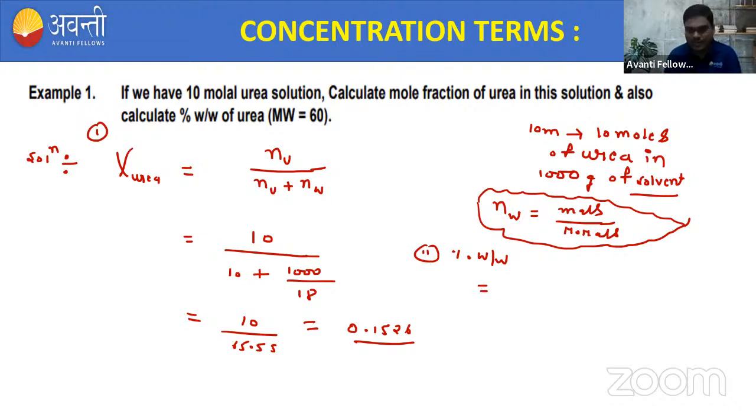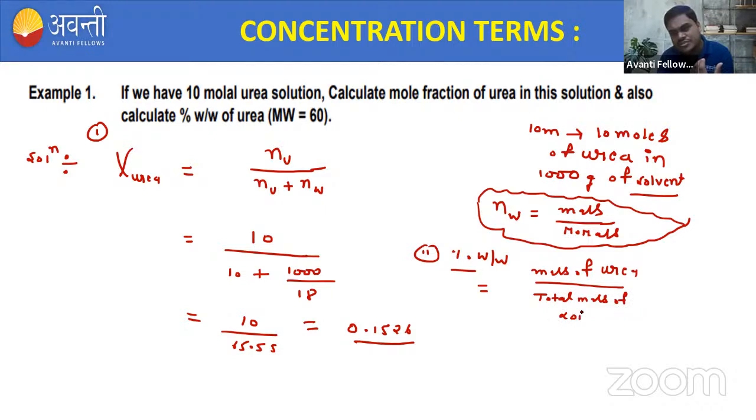So this is how we can calculate. We have a formula for the percentage weight: the mass of the particular component that you want to calculate, for example, the mass of the urea, divided by the total mass of the solution, multiplied by 100. So this is how you calculate the percentage weight.